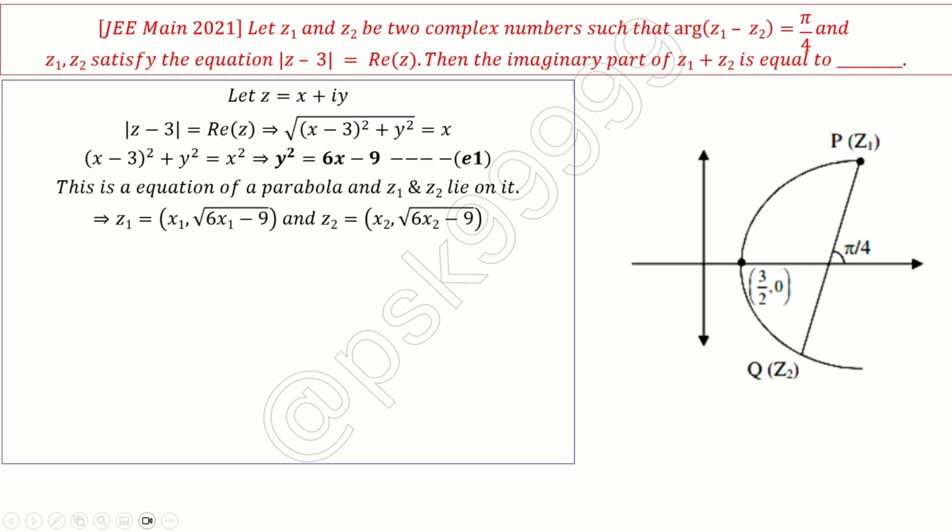So what is my Z1? Z1 is nothing but x1, y1. Y1 I derive from here: y1 equal to square root of 6x1 minus 9. Y2 is nothing but square root of 6x2 minus 9. This is my Z1 and Z2.